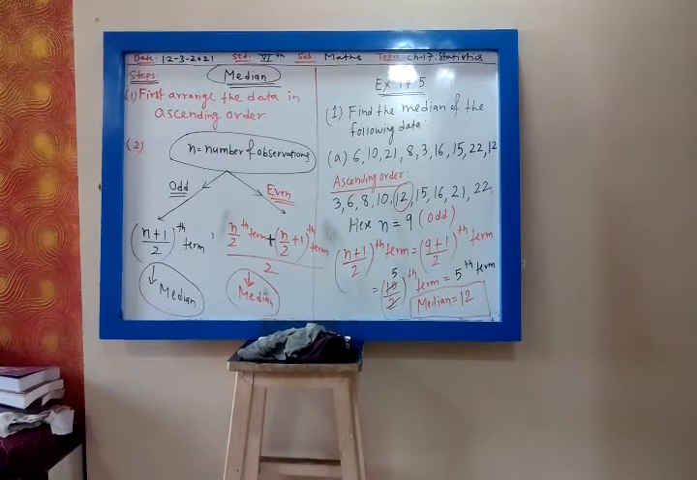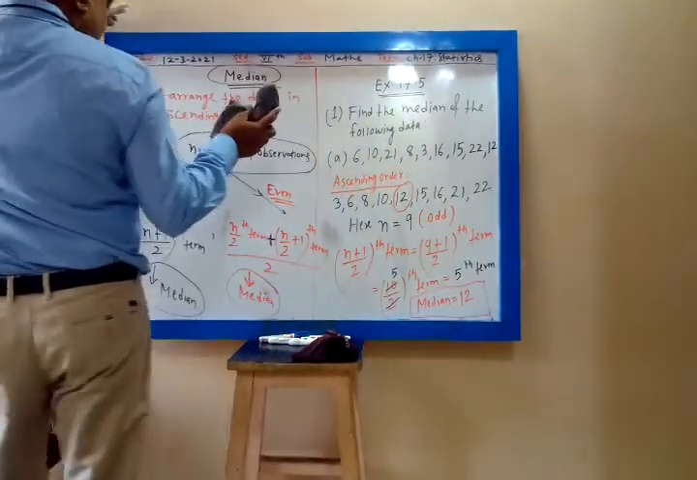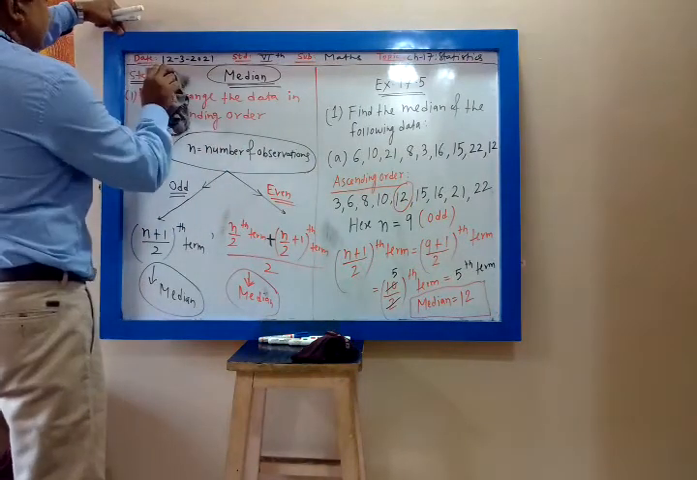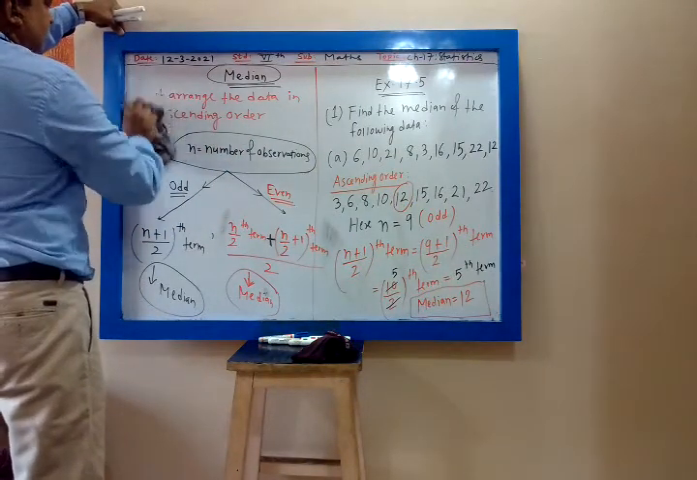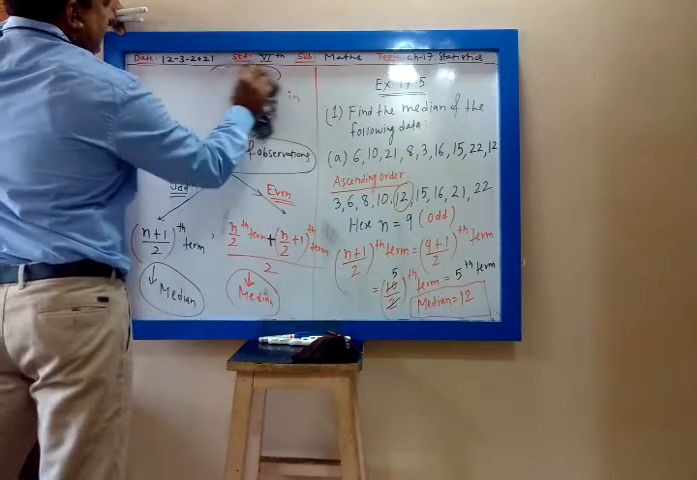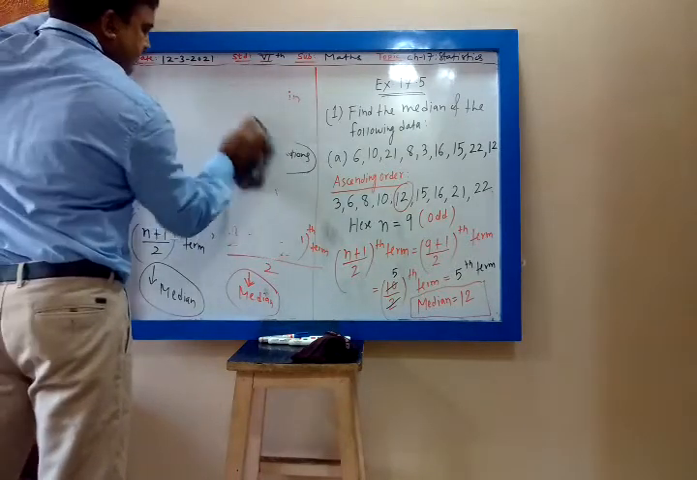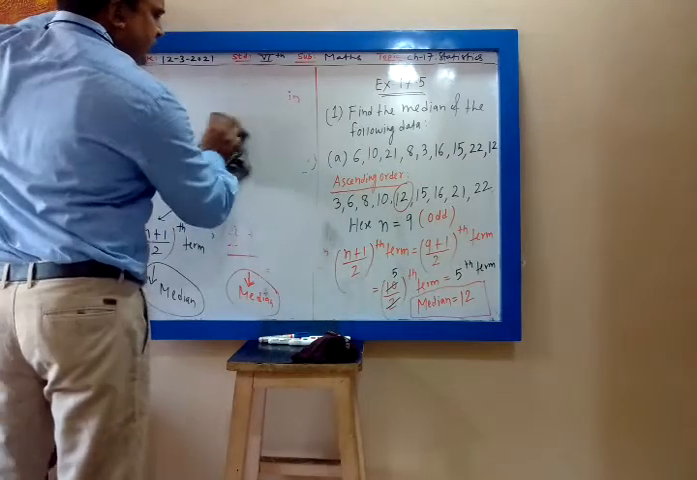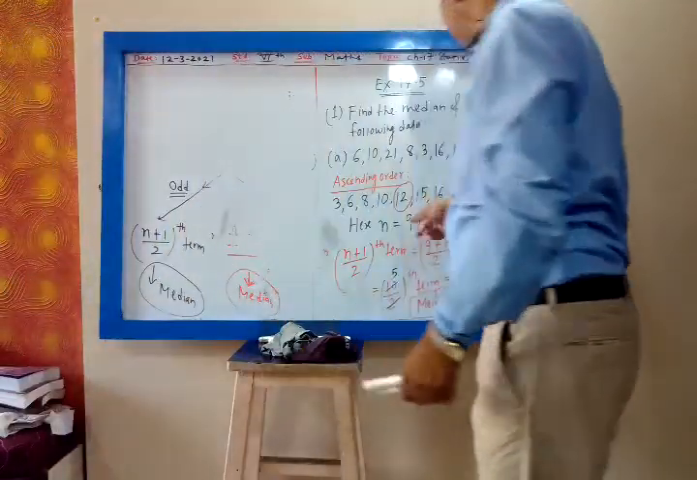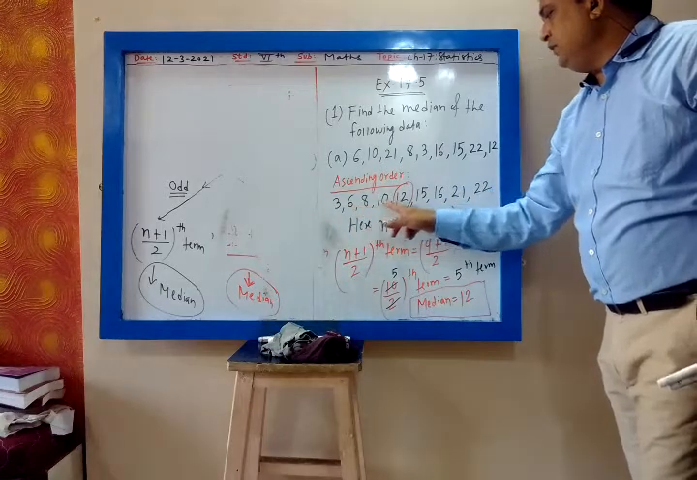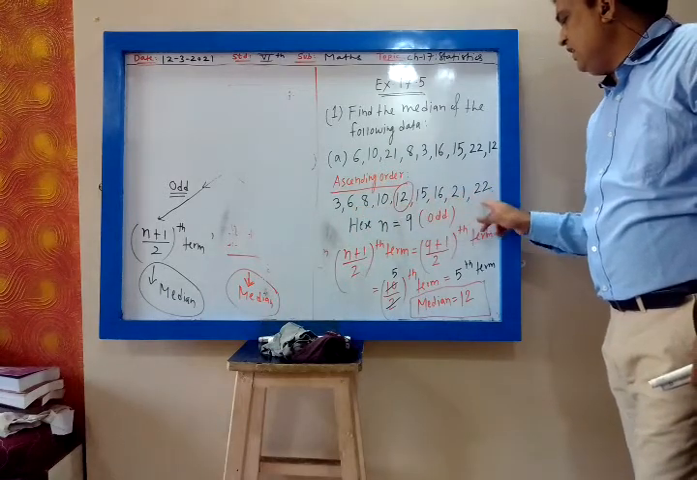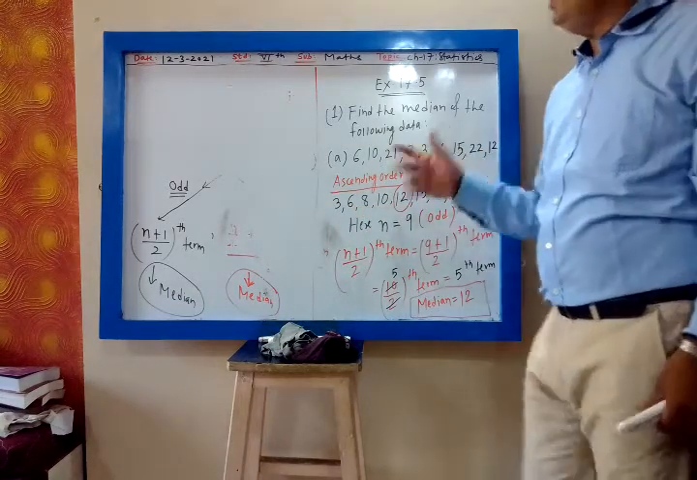Yes. For median it is compulsory to write the data in ascending order. For mean it is not required. Because how many values are given? 1, 2, 3, 4, 5, 6, 7, 8, 9. N is 9. 9 is an odd number.